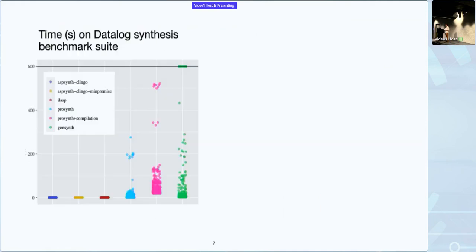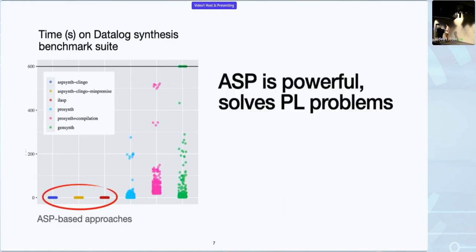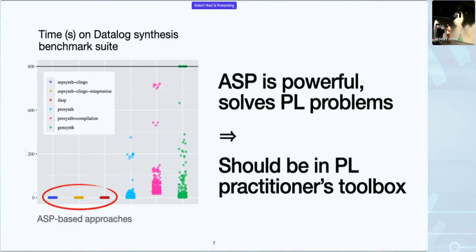To see what that looks like in pictures, without going into the details, here are some performance numbers from running different synthesis tools on the benchmark suite. And here are the ASP-based solutions. As you can see, they just totally crush it here. They basically take no time at all on this benchmark suite. What this tells us is that ASP is a very powerful technology that can solve problems that PL people might care about. Because of this, we should really consider making ASP part of the PL practitioner's toolbox, along with more familiar technologies like SAT and SMT.